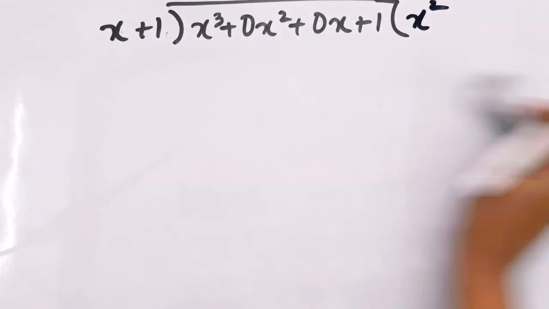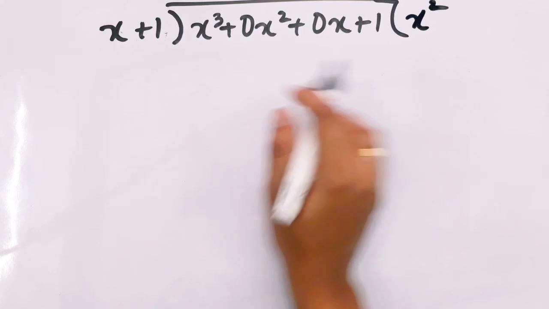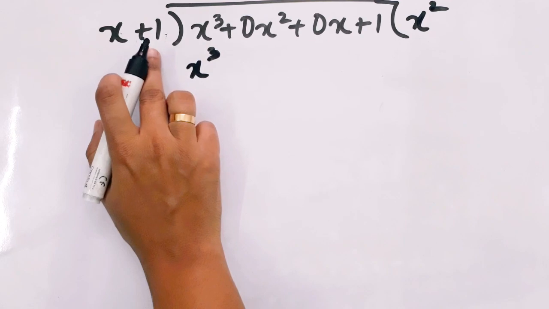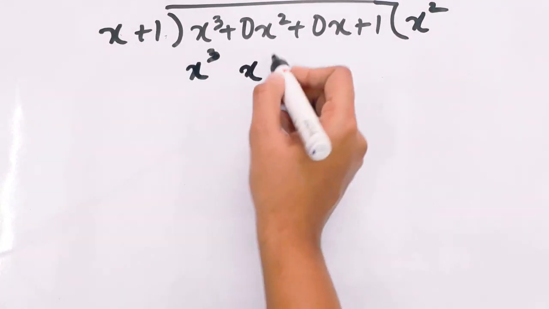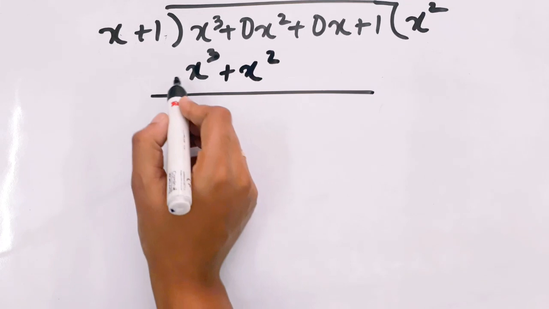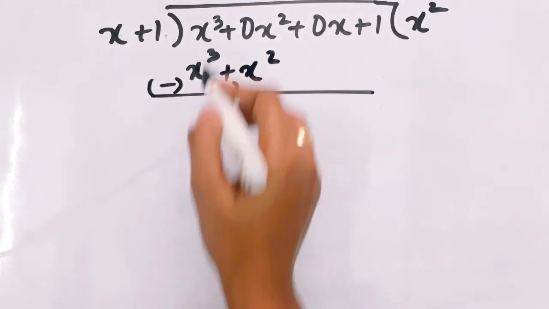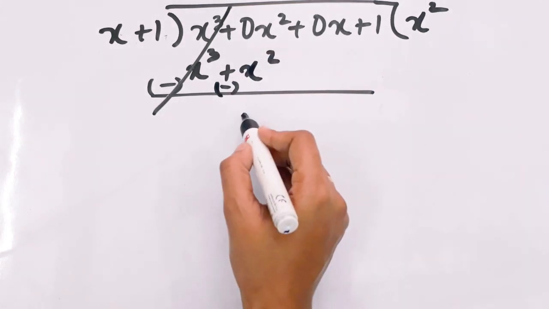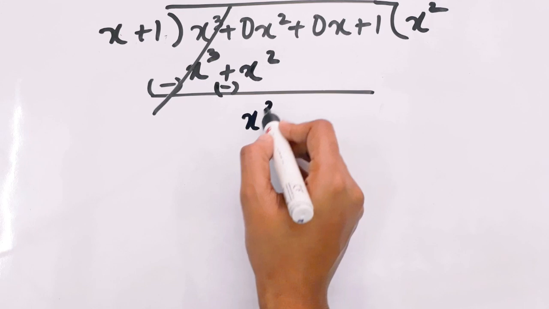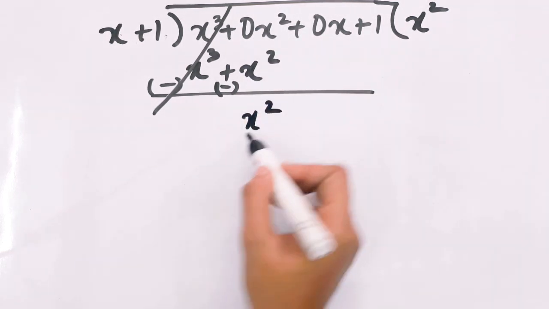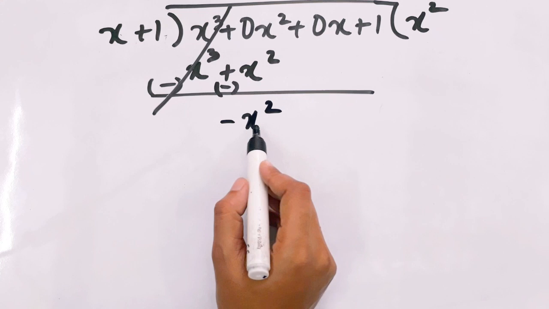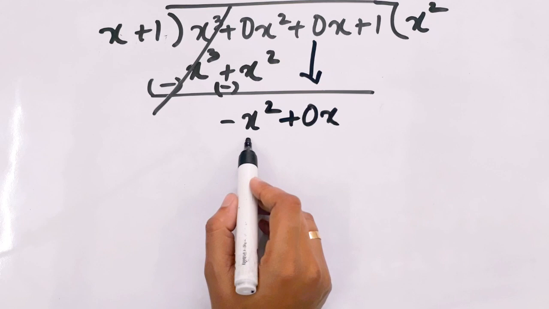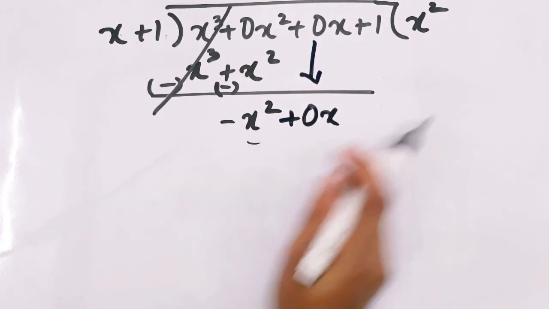Now so here x into x square will be x cube, okay, and 1 into x square will be x square with plus sign. Signs will change, so minus, and this will become minus. So the first term is cancelled. Now plus minus is minus, so you will get x square, because 0x minus x is minus x square, right? Now so again you have to drop this 0x. Okay, so again I have to eliminate this term. For that I have to find out my quotient.